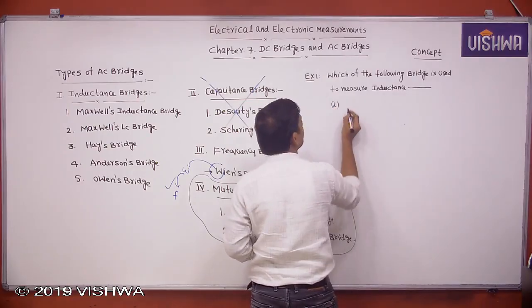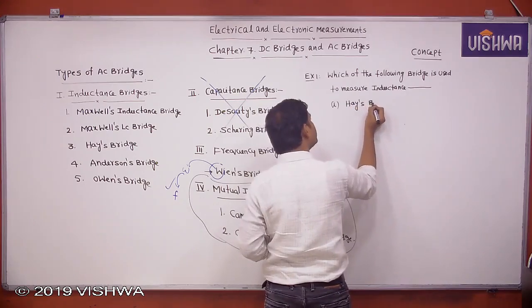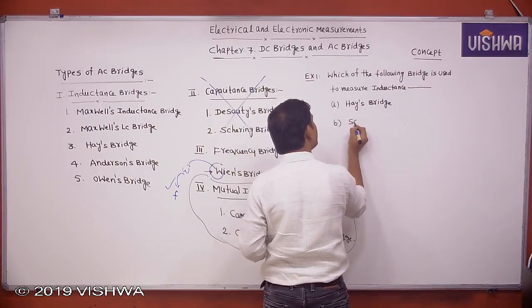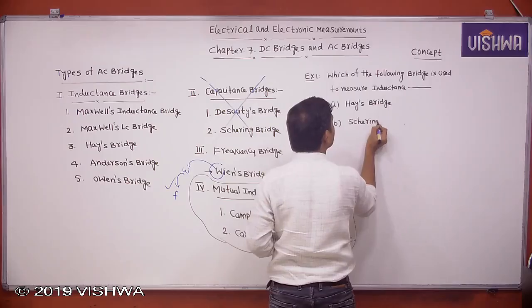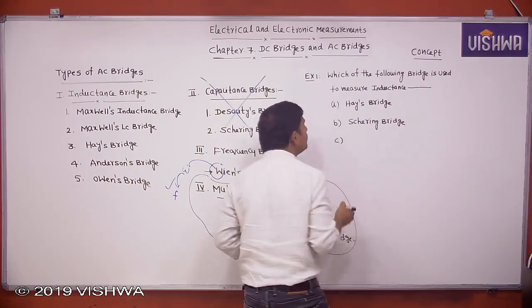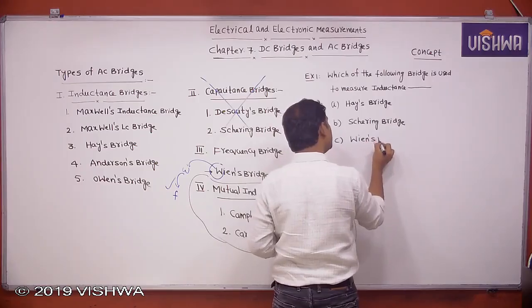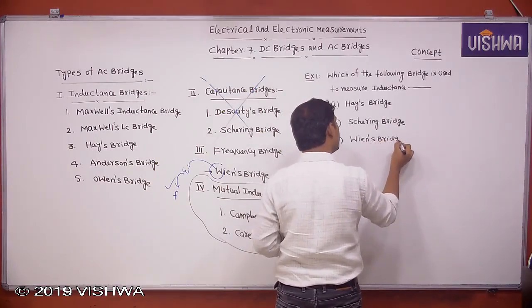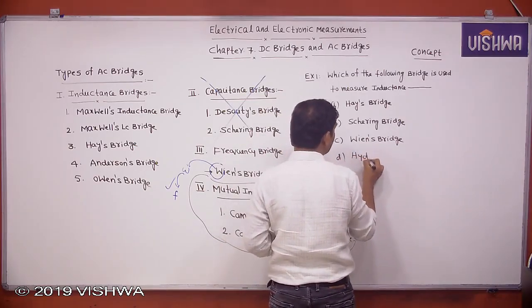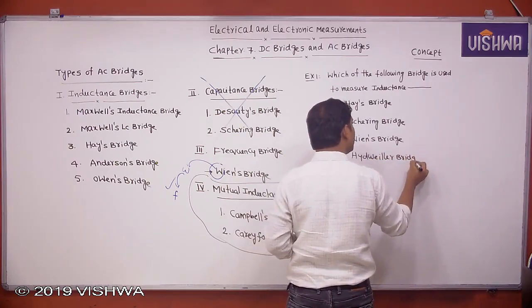Option A, Hayes bridge. Option B, Schering bridge. Option C, Wien's bridge. Option D, Heydweiller bridge. The options are given like this.